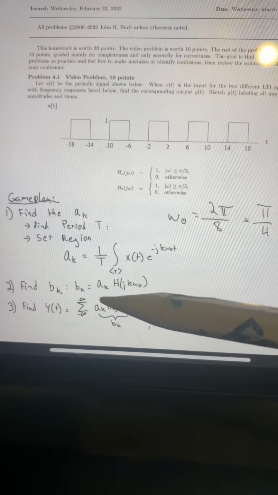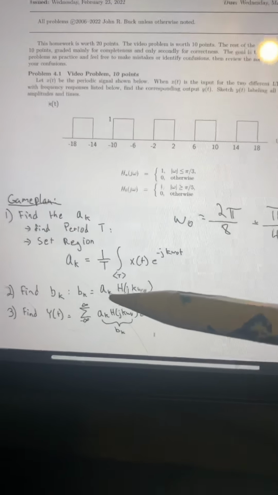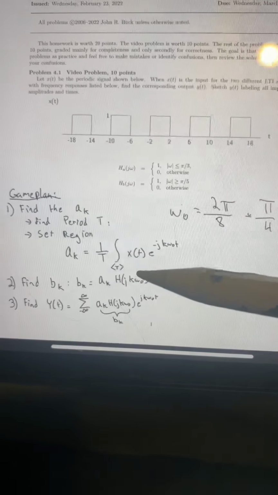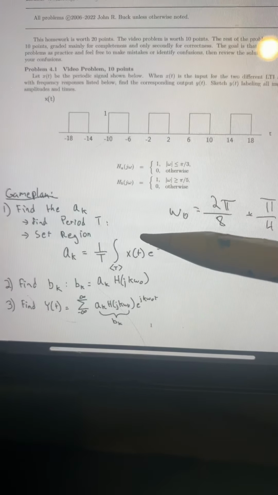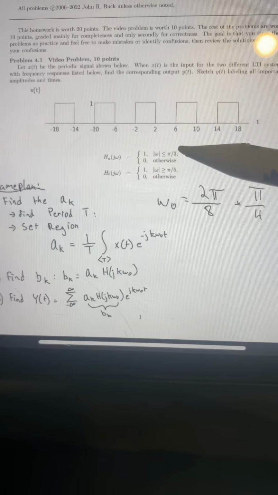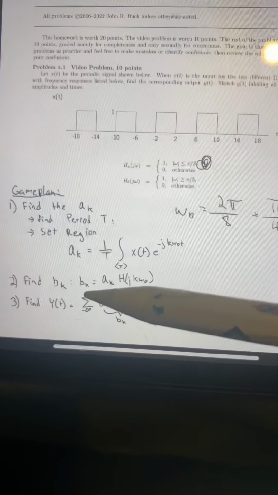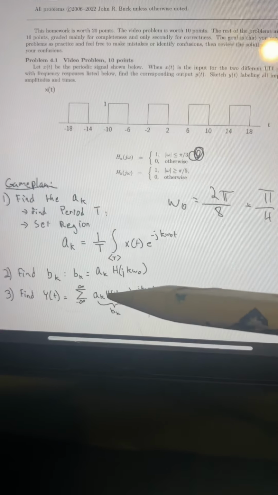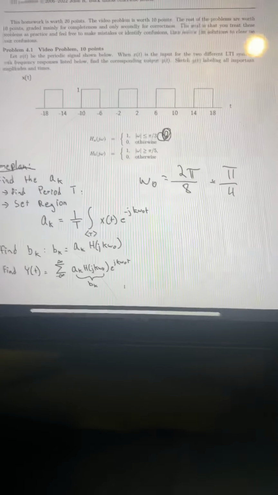And then from then on, we're going to find our b sub k, which we're finding by using our a sub k coefficients and multiplying by h of jk omega naught, which when we plug it in, we are going to use this function right here. And then from then on, we are going to be able to find our y sub t, which is just the sum of our b sub k times e to the j k omega naught t.